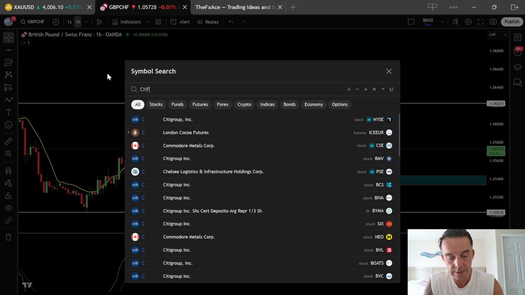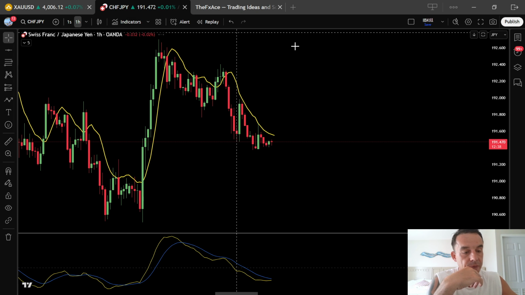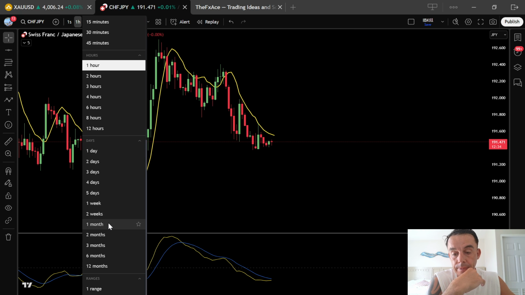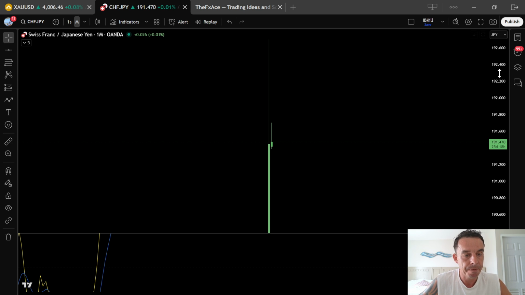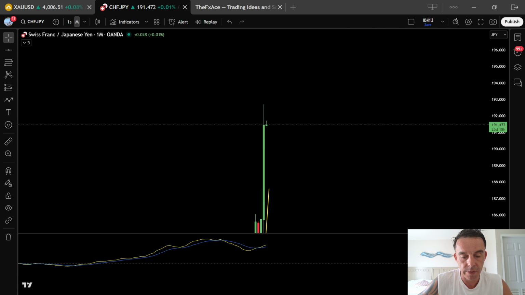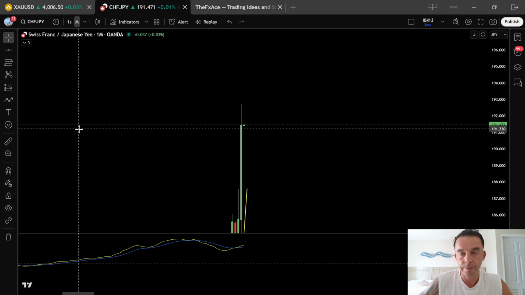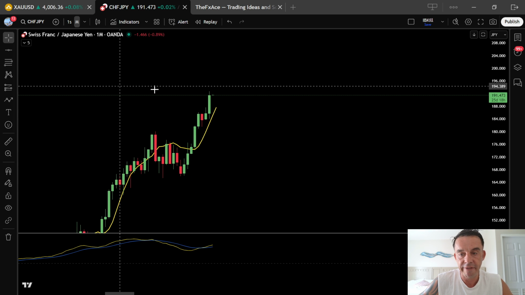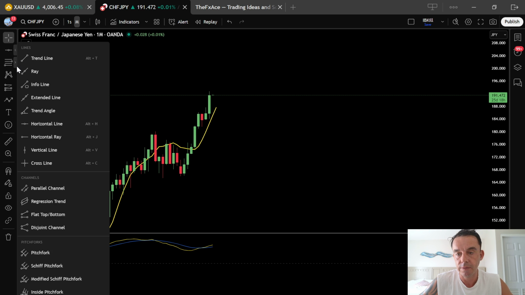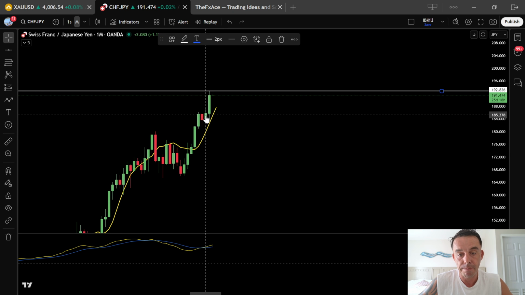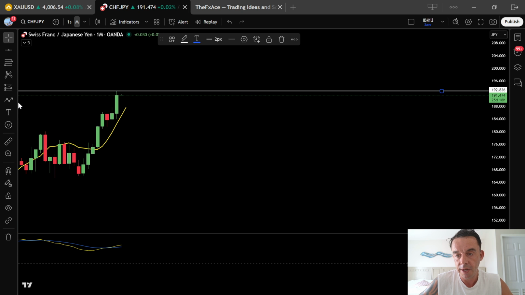Now the next one is, okay, this one has been going crazy more or less for the last few years. Swiss franc, Japanese yen. And I'm looking to short this week at 192,400, and I will explain why now. Okay, we don't have any reference to the left, because it just keeps on hitting new highs. Big bullish breakout last month.